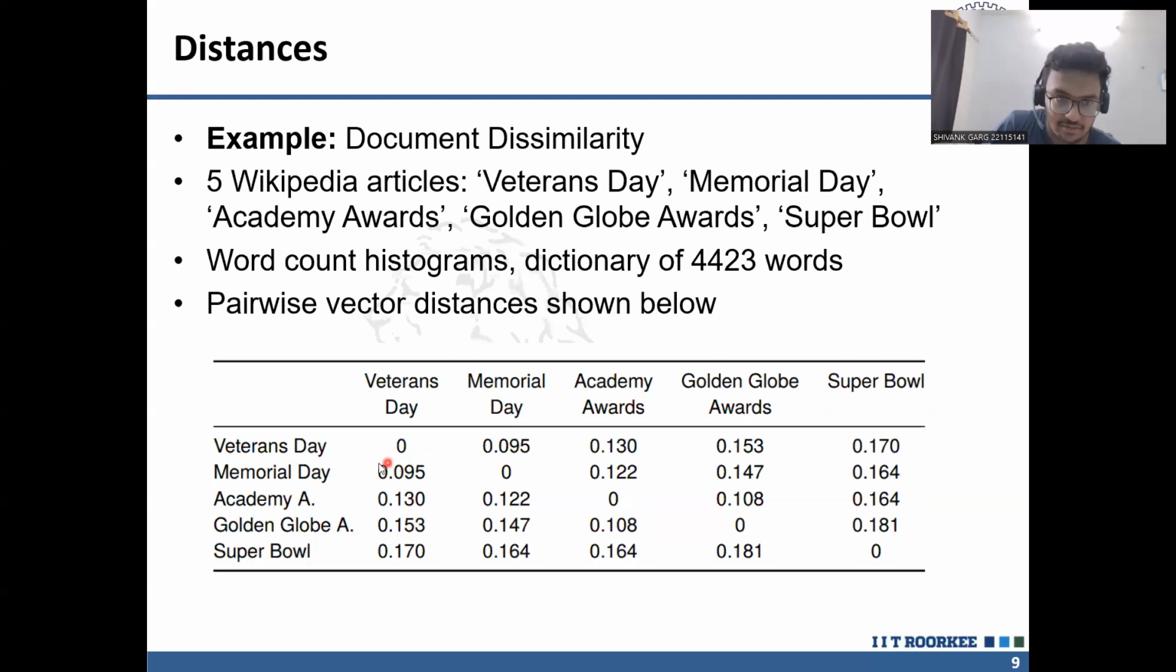For example, if we see Veteran Day and Memorial Day, they are both holidays in the US and they are highly related, we can see. Similarly, Golden Globe Awards and Academy Awards are also highly related because the words that appeared there are pretty common. You can observe from here. But consider Super Bowl and Golden Globe Awards, they are not really related. The distance between them is high. So we can use the following approach to calculate how similar two documents really are.